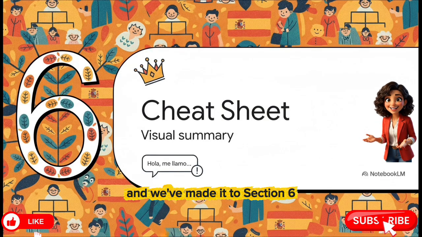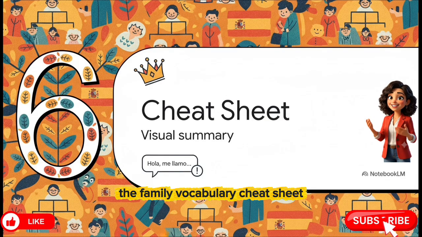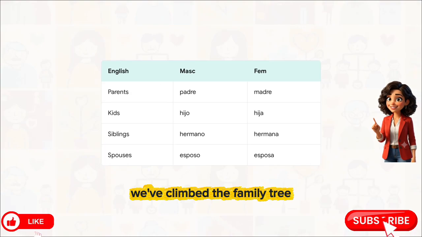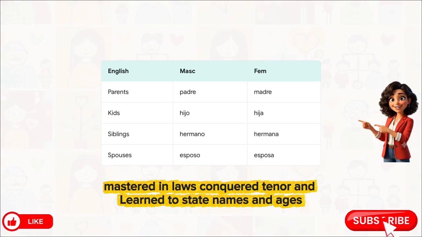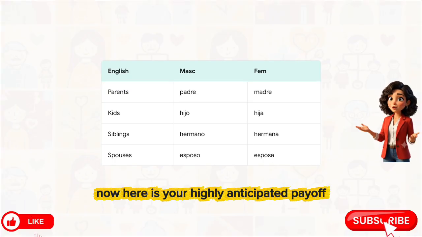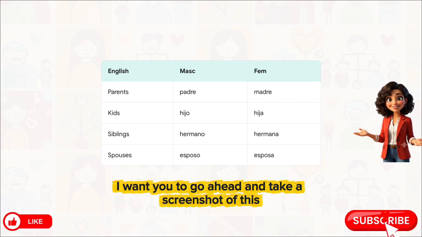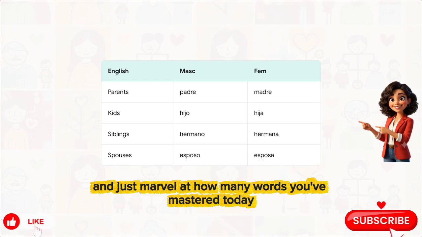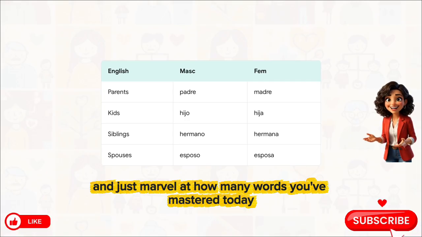And we've made it to Section 6, the family vocabulary cheat sheet. You have done absolutely brilliantly. We've climbed the family tree, mastered in-laws, conquered tener, and learned to state names and ages. Now, here is your highly anticipated payoff. I want you to go ahead and take a screenshot of this. Direct your eyes down the chart and just marvel at how many words you've mastered today.